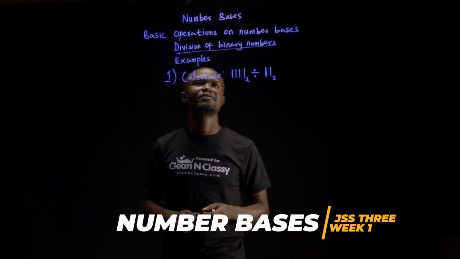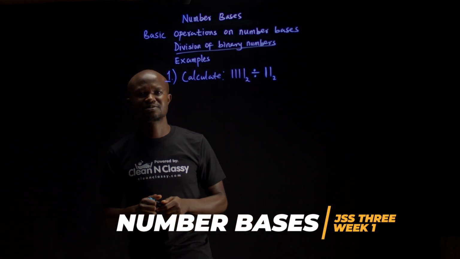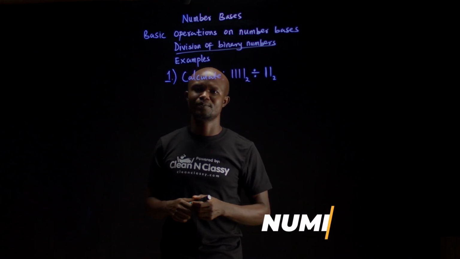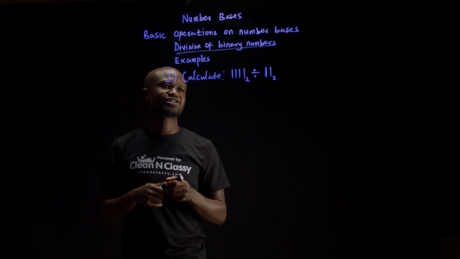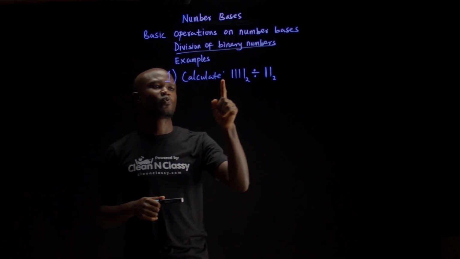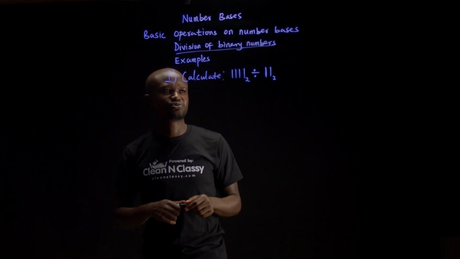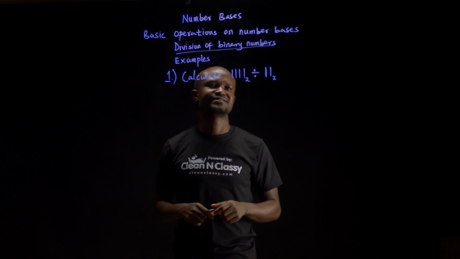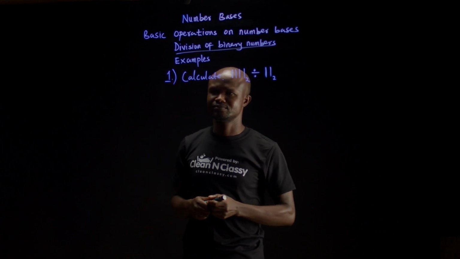Division of binary numbers. Examples. Number 1. Calculate 1111 base 2 divided by 11 base 2. Solution.